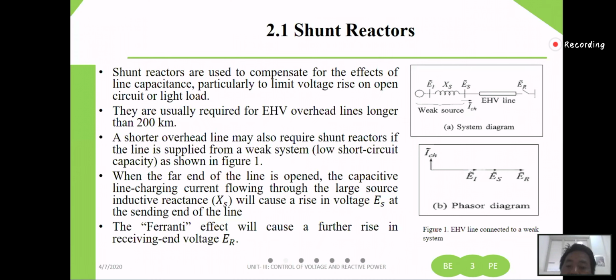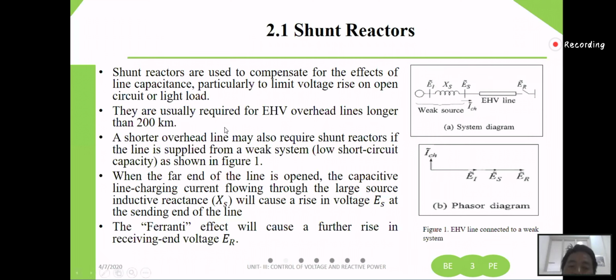We have to have 400 only. So now if you get more, then it is called the Ferranti effect. In such a case, how do we control the reactive power? Actually, we can control not the reactive power but the voltage. We can control the voltage by using shunt reactors.